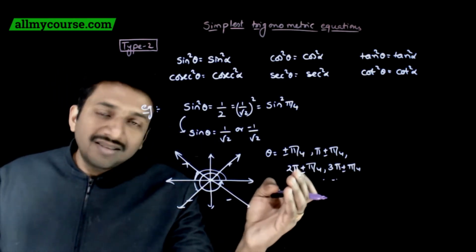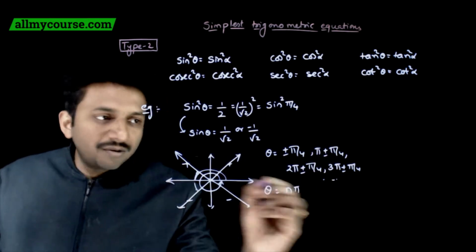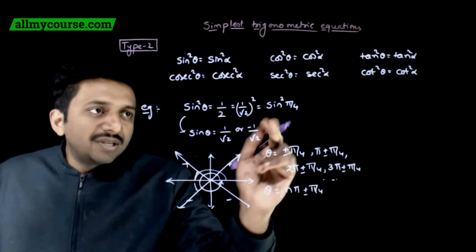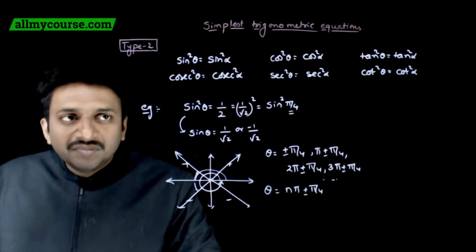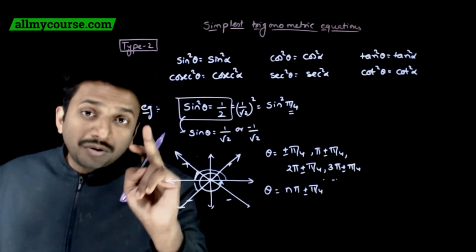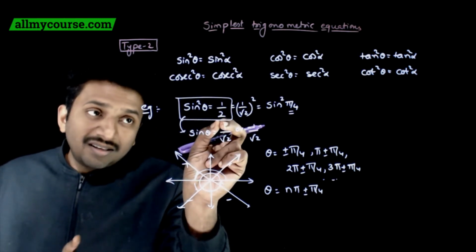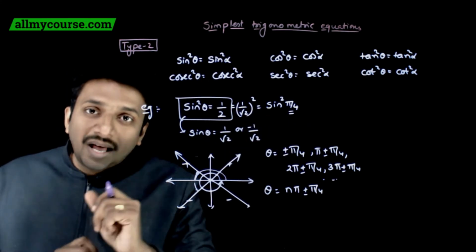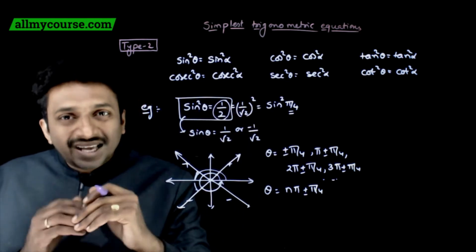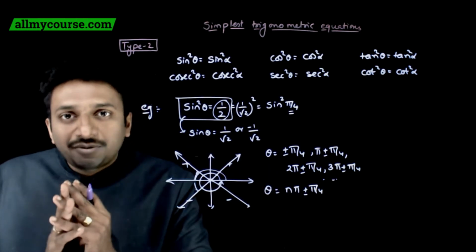And how do I write this in a general form? So theta can be written as n pi. You're getting all integral multiples of pi plus or minus pi by 4. So pi by 4 is nothing but this angle alpha. So whenever you have an equation involving squares, let us try to express sine square theta as equal to sine square of some number alpha. So whatever number is given, you have to express this in the form of sine square of alpha. You have square here. And the answer will be n pi plus or minus pi by 4.